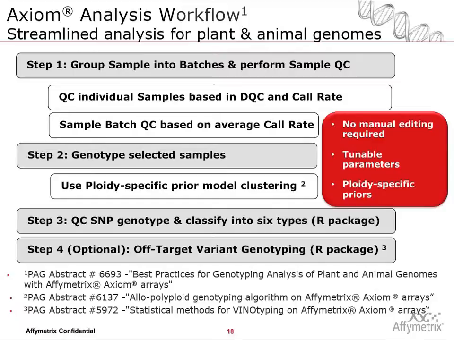The key here is there's no manual editing required. There are tunable parameters, so whether you have polyploid or diploid, inbred or non-inbred samples, you can control that. If you're working with a polyploid genome, then you have polyploid-specific priors, which basically allow you to get to your answers without any manual editing. There were 3 abstracts that we presented at the Plant and Animal Genome Meeting in North America. You can download these abstracts from our website when you go to the Agri Genotyping landing page. Feel free to stop by the booth or meet with one of us, and we'd be glad to go through that.